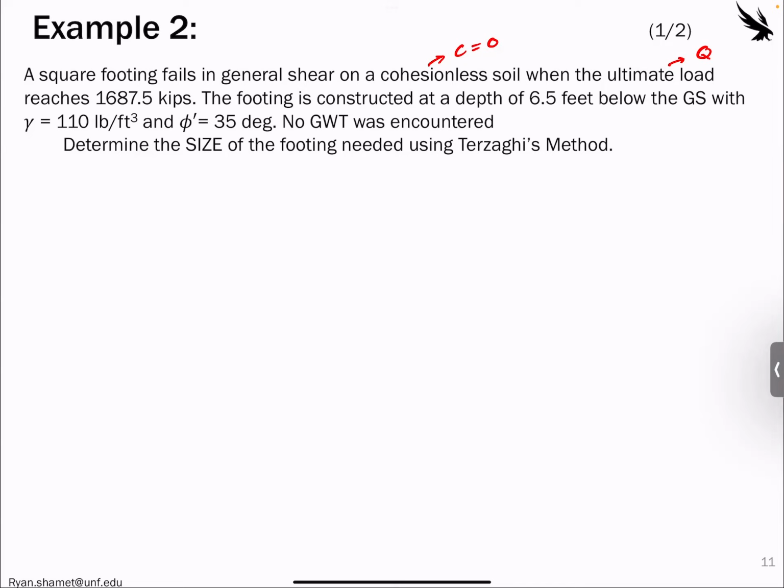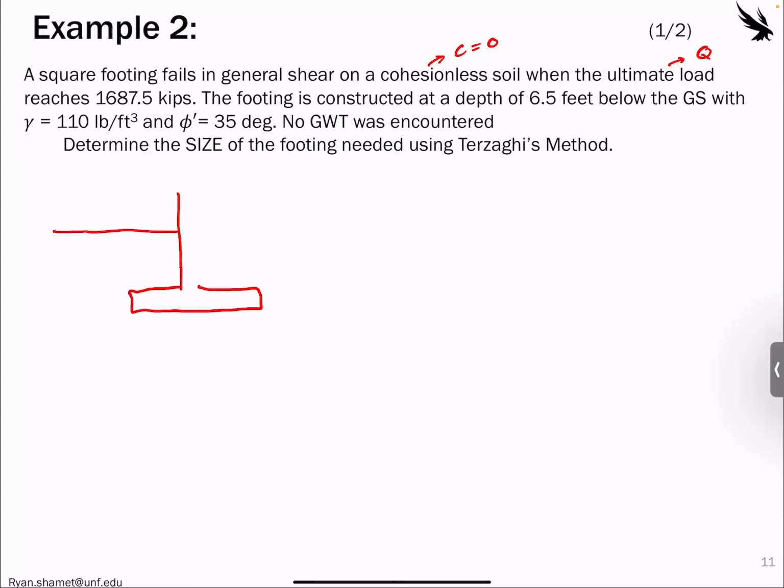But you know that this building actually failed whenever they added something onto it, and it reached like 1687.5 kips. So you could actually back calculate and determine the size of this footing that caused it to fail at this exact time. So let's just draw a little picture, even though it's much simpler because there's no groundwater here.